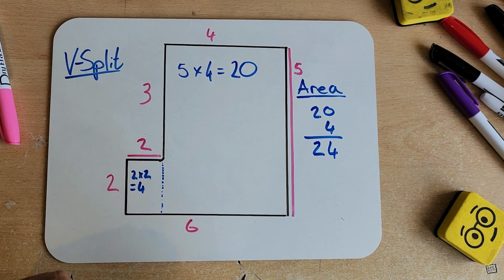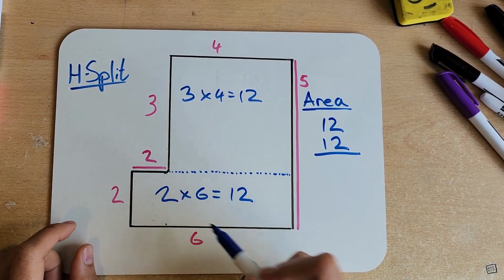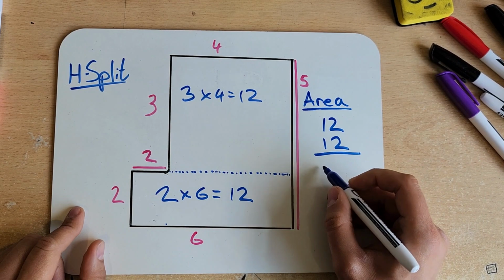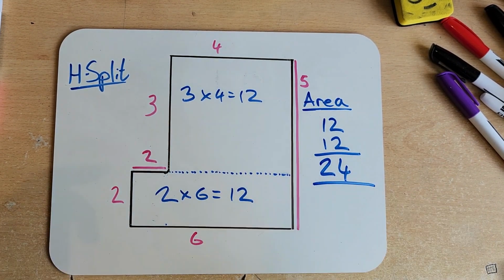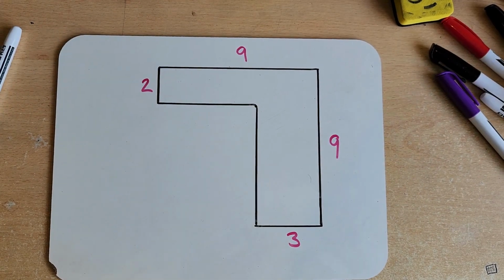Let's go ahead and do the horizontal split and see if it's the same. So now with the horizontal split, we've got 2 by 6, which is 12, 3 by 4, which is also 12. 12 and 12, guys, gives us 24. Same answer. Happy days.